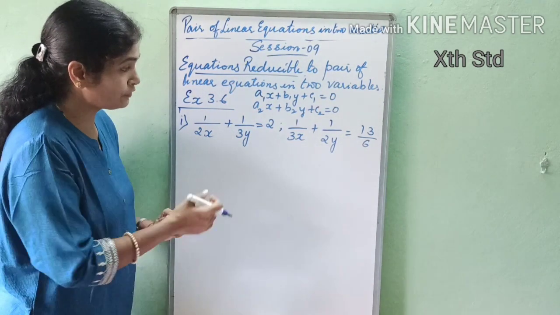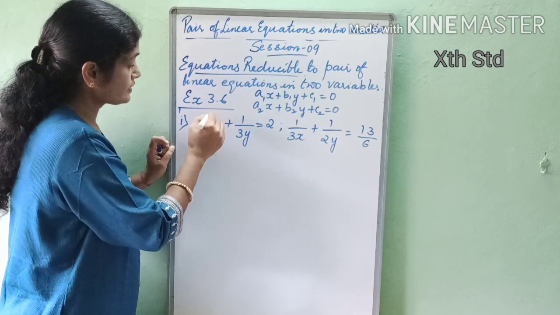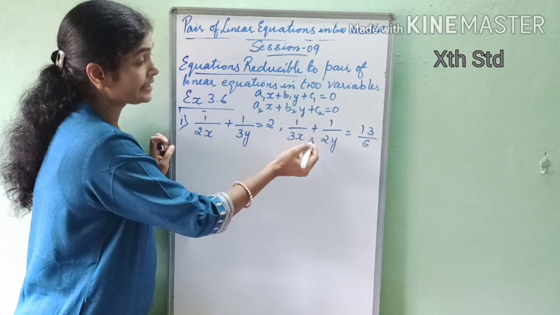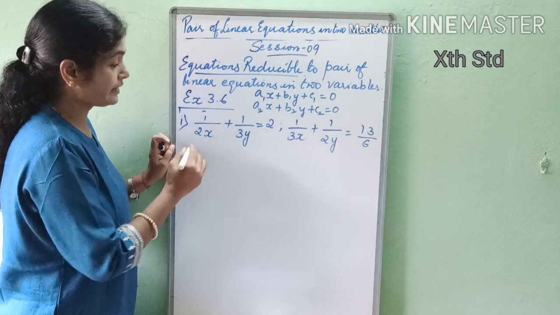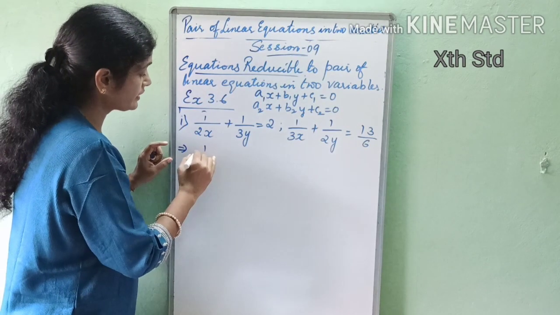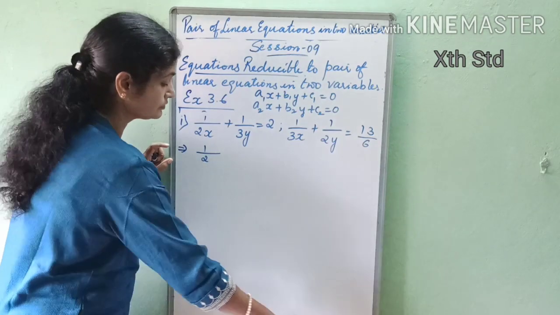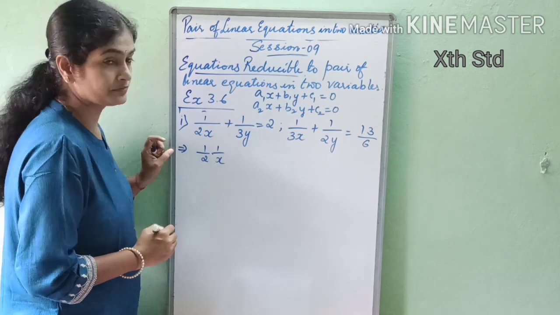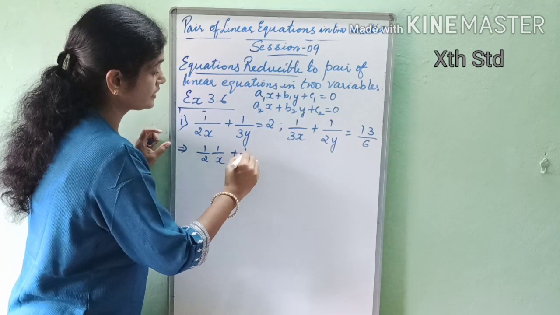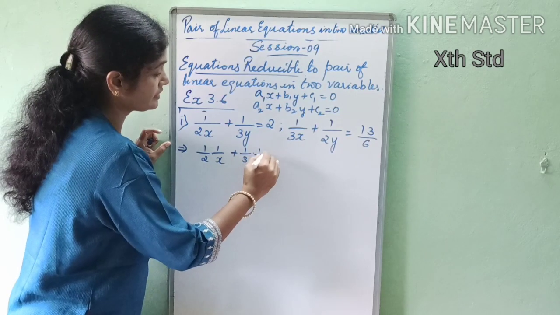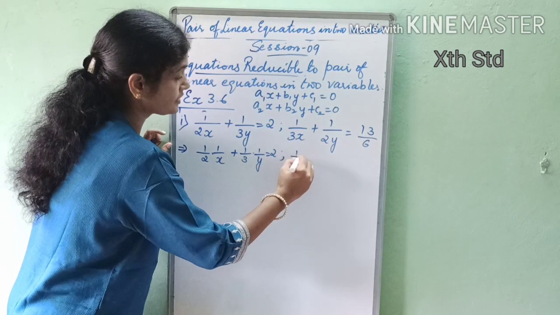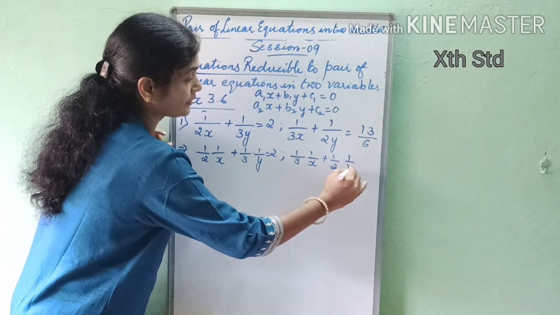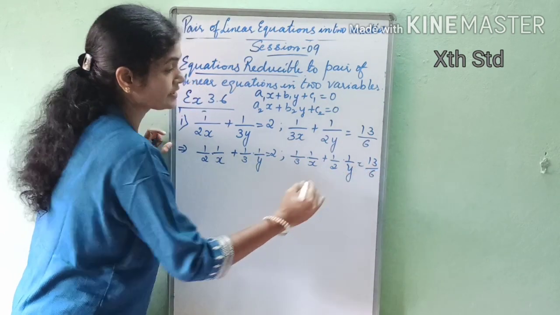Now how to do that? If you look at both the equations: 1 by 2x plus 1 by 3y equal to 2, and 1 by 3x plus 1 by 2y is equal to 13 by 6. Can we write this 1 by 2x as 1 by 2 into 1 by x, plus 1 by 3 into 1 by y is equal to 2? And this is also 1 by 3 into 1 by x plus 1 by 2 into 1 by y is equal to 13 by 6, right?